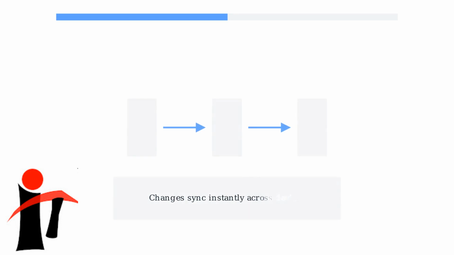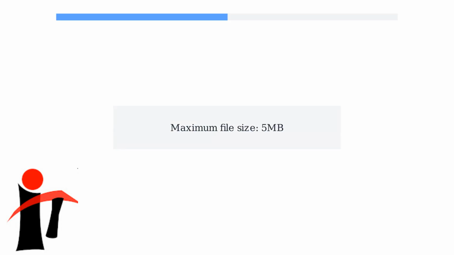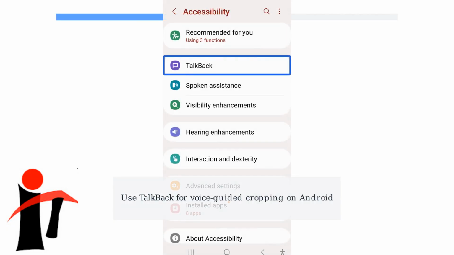The updated profile picture will sync across all your devices instantly. Keep in mind Stan has a maximum file size limit of 5 megabytes. You can also use TalkBack on Android for voice-guided cropping.